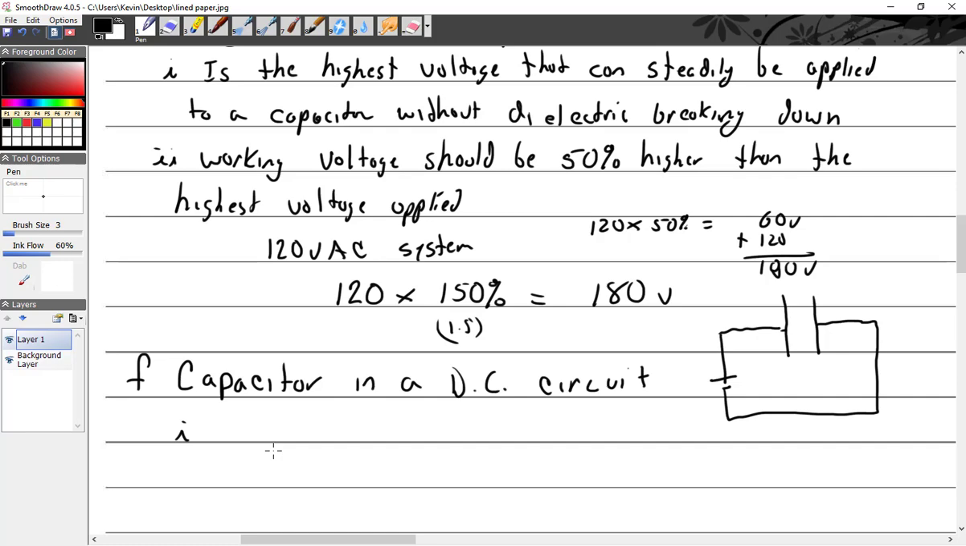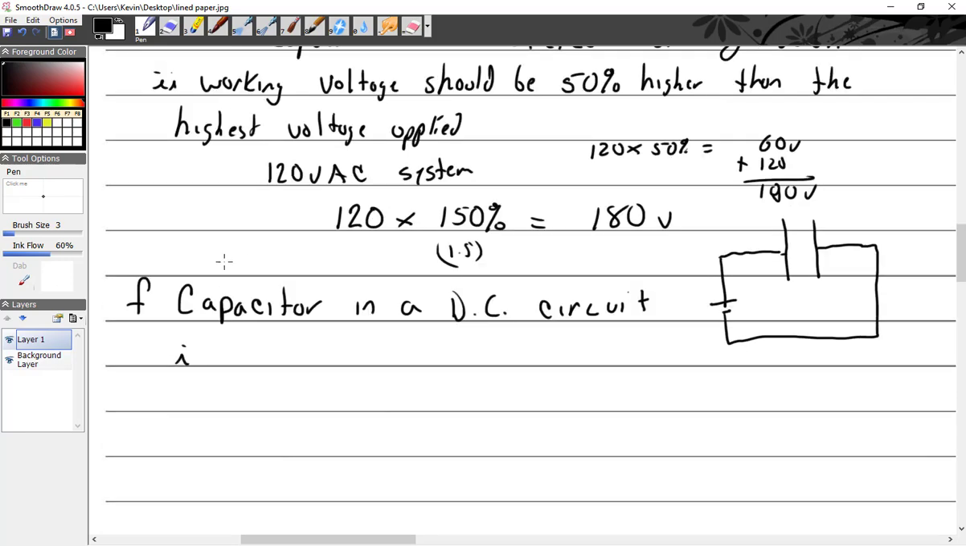Justin had a good point. Back to capacitor. Thank you for bringing that up. A capacitor in series.